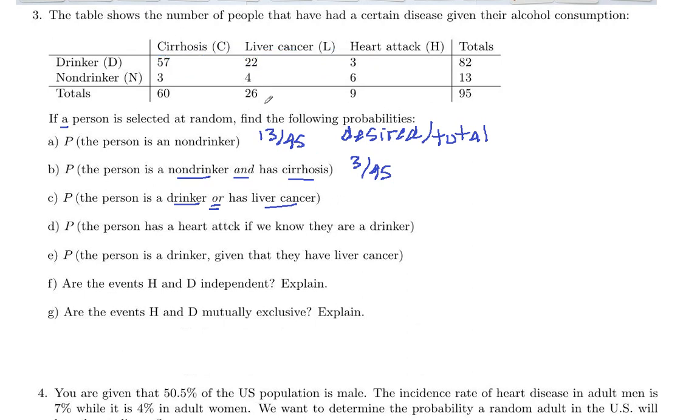So let's see, we had 82 was our total drinkers, plus 26 is our total had liver cancer. But then that 22 got counted twice. So we subtract out the things that are counted twice, and then out of total outcomes of 95. So, if you do the calculator work there, you'll get 86 out of 95.